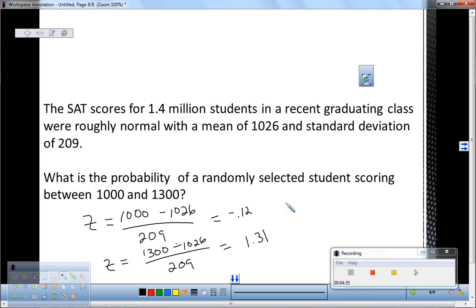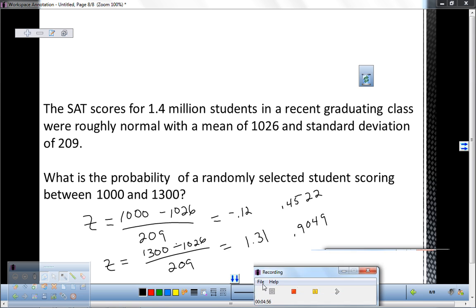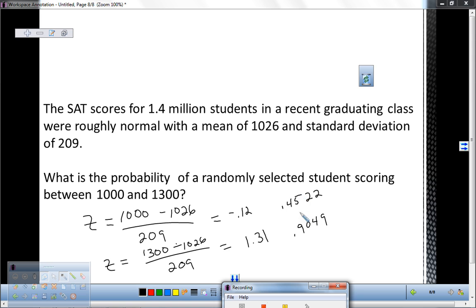Alright, but our table value for this one is 0.4522. Our table value for this one is 0.9049. Again, we're just getting these from the standard normal probability table that you should all have. Okay, anyway, so to find the probability of selecting somebody in between there, we take the difference between these two numbers. And remember, we always put the bigger one first so that we end up with a positive number. Probability has to be positive.